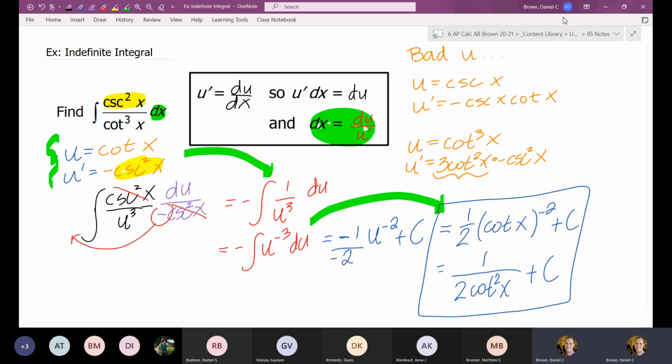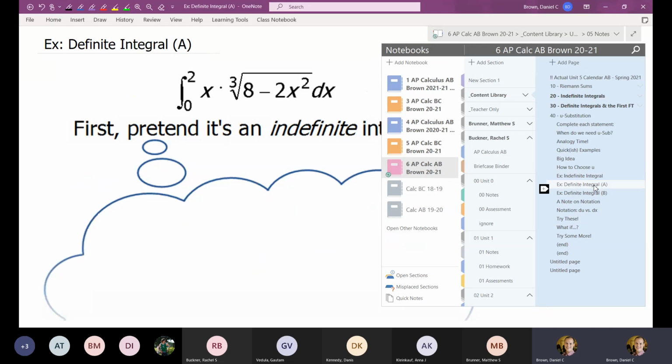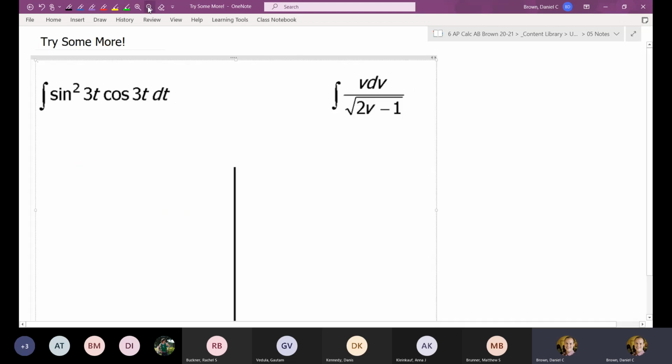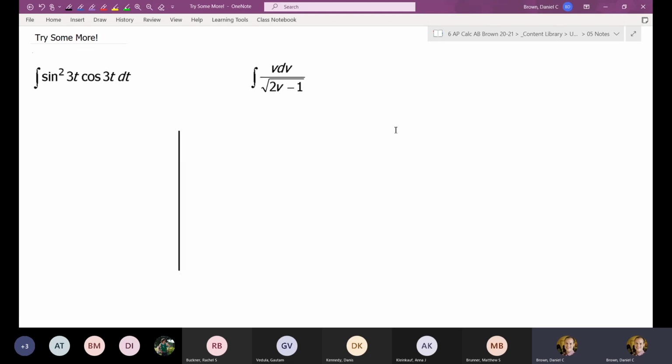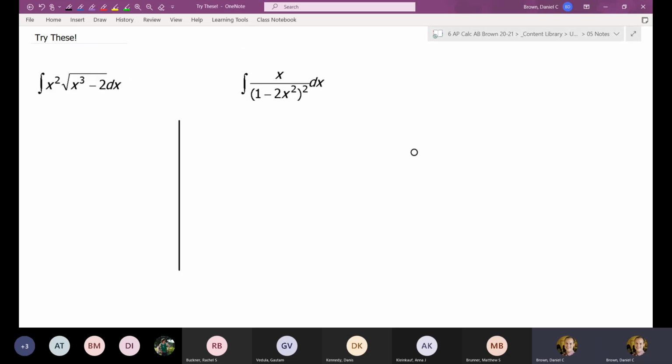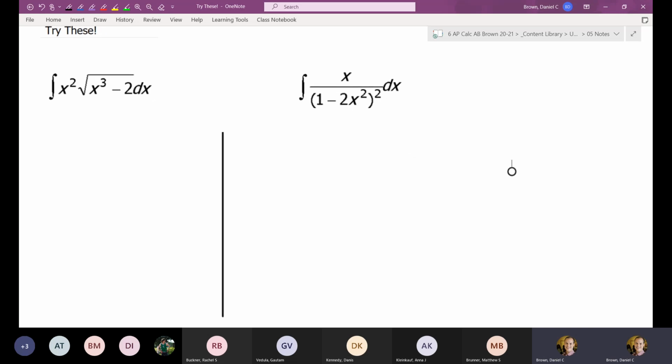I'm going to skip ahead. We're going to do the definite integral tomorrow. Talk a little bit more about notation tomorrow. If you're following along in OneNote, it's a slide that says try simpler. Go ahead and try those for me before we go over them. Oh wait, I lied to you. Don't do those yet. Just do the try these slide. Those are a little bit easier than those.